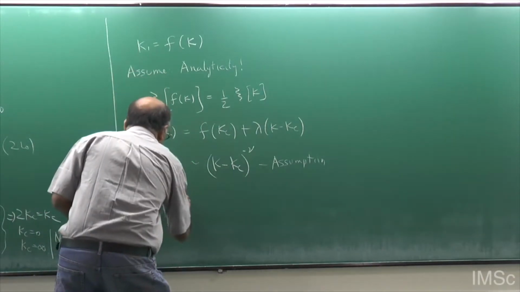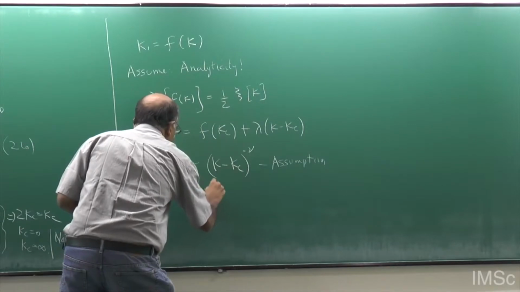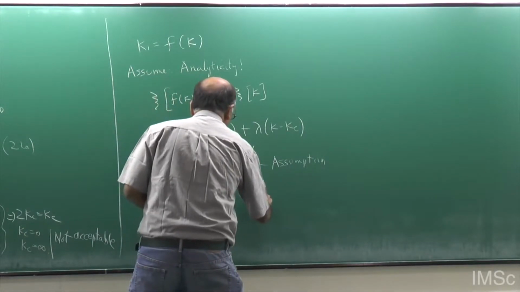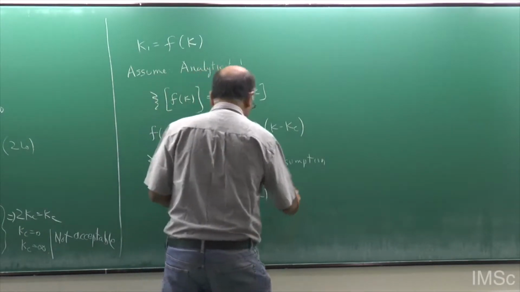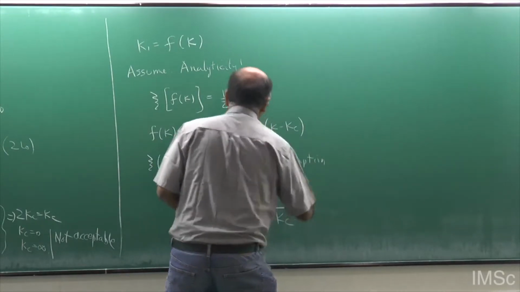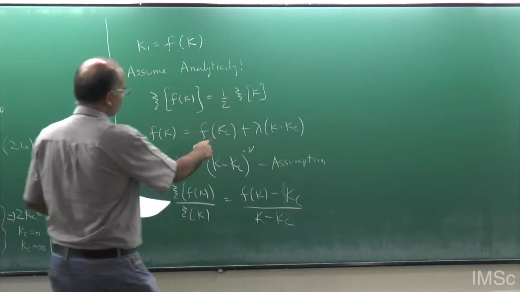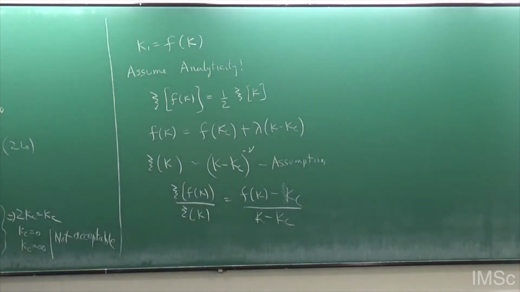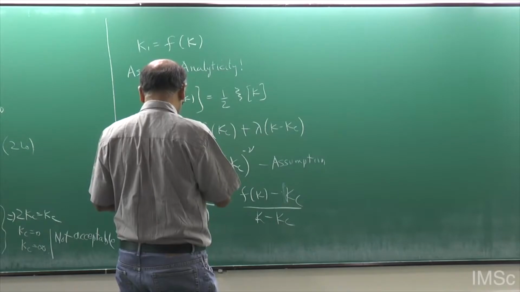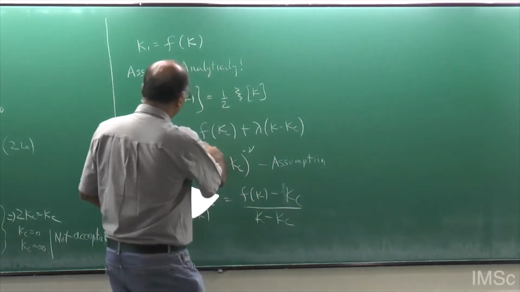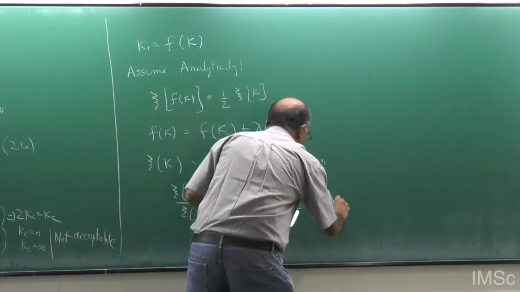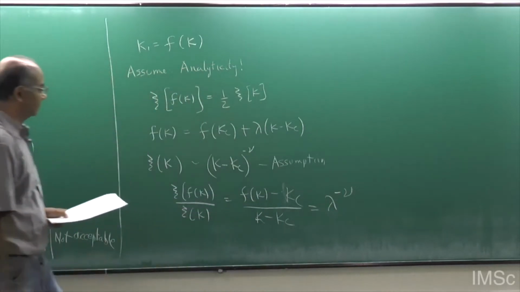So you get C of f of K by C of K is f of K minus Kc over K minus Kc, to the power of minus nu, where f of Kc is Kc. Now if you use this, f of K minus f of Kc is just lambda times K minus Kc, and K minus Kc cancels. So this is basically lambda to the power of minus nu.